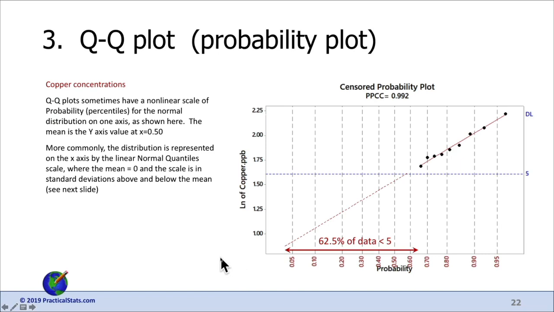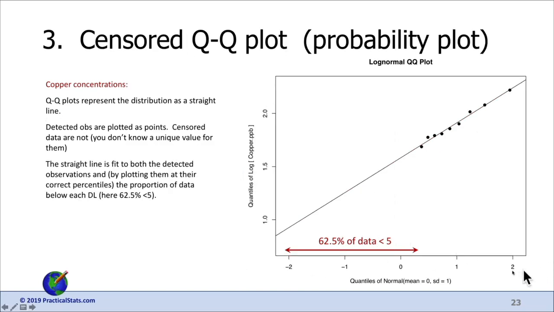Usually in these plots, that scale is transformed into a linear scale, and this linear scale is called normal quantiles. A center of 0 represents the mean and the median, and then it goes up in units of standard deviation and down in units of standard deviation. This is 1 standard deviation above the mean. It gives you the same look to the plot, and still leaves the space for 62.5% of the data.